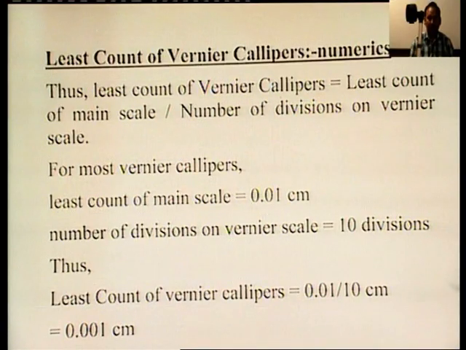Least count of a vernier caliper. Thus, the least count of a vernier caliper is equal to the least count of the main scale divided by the number of divisions on the vernier scale. For most vernier calipers, the least count of the main scale is equal to 0.01 centimeters, and the number of divisions on the vernier scale is equal to 10 divisions. Thus, the least count of the vernier caliper is equal to 0.01 divided by 10 centimeters, which is equal to 0.001 centimeters.